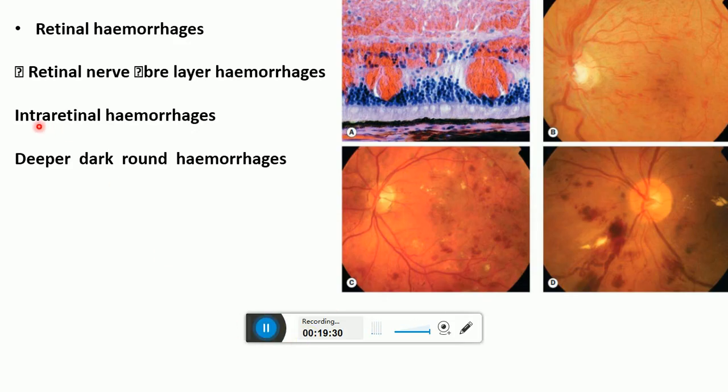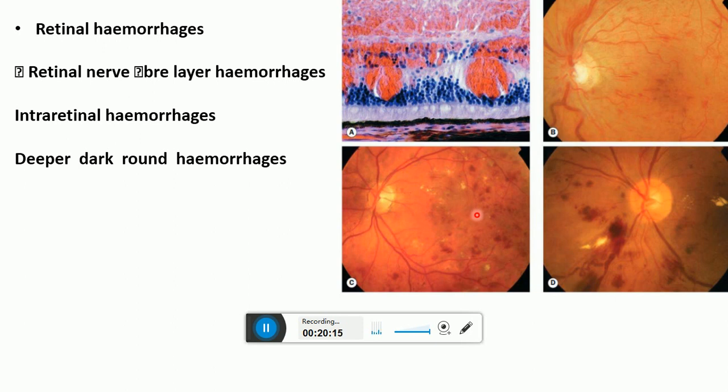Next is intraretinal hemorrhages. They arise from the venous end of capillaries. They are located in the compact middle layers of the retina, with a resultant red dot blot configuration. These are dot blot hemorrhages, as you can see in these pictures. These are intraretinal hemorrhages. As you can see, these are multiple dot blot hemorrhages.